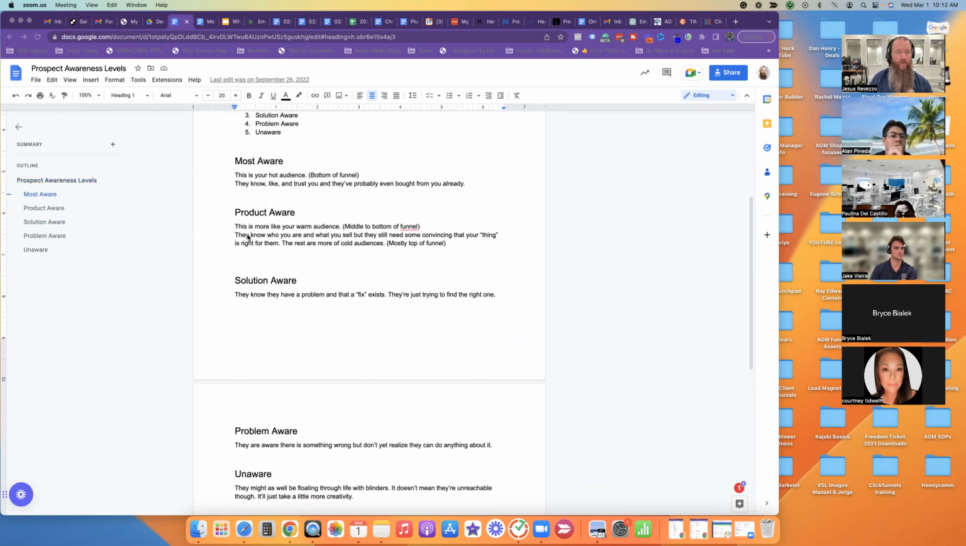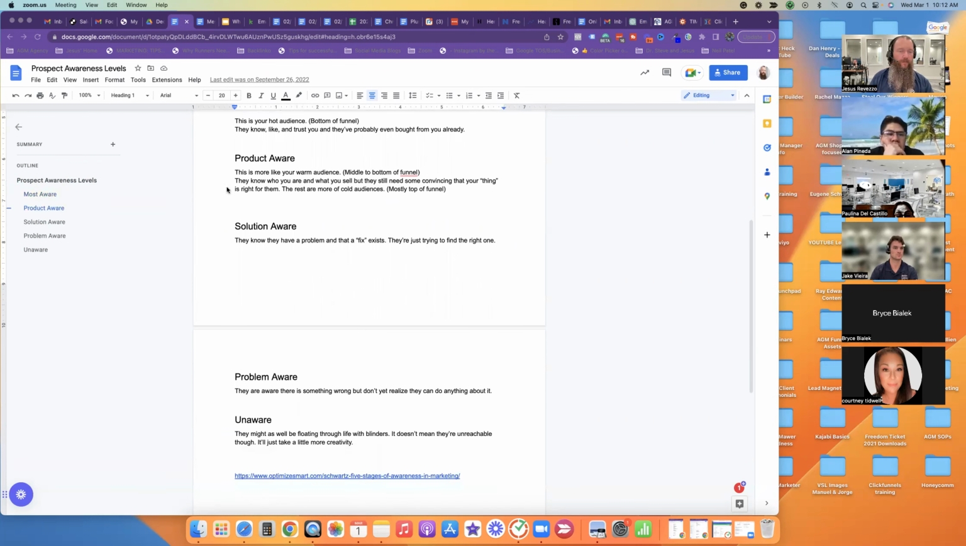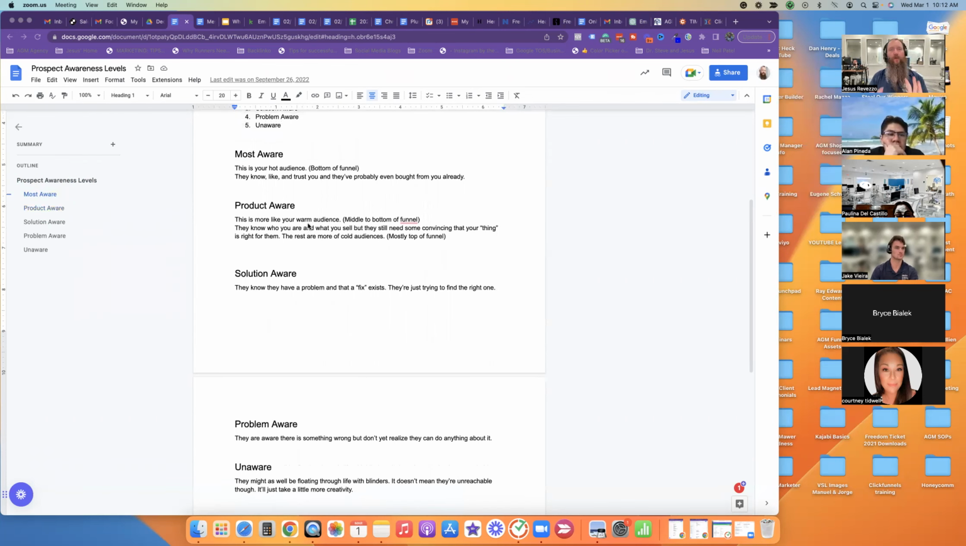Product aware, this is the warm audience, looking at middle and bottom of funnel. They know who you are, they know what you sell, they know what you do, they know about your products or your services, but they haven't been fully convinced for whatever reason that your thing is the right one for them. And in that case, the reason that they haven't bought yet if they're product aware is that for some reason they don't feel there's enough value in the exchange for whatever they're going to pay for it.